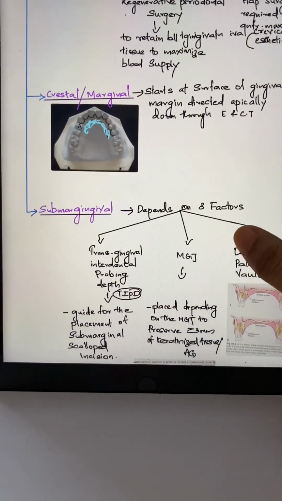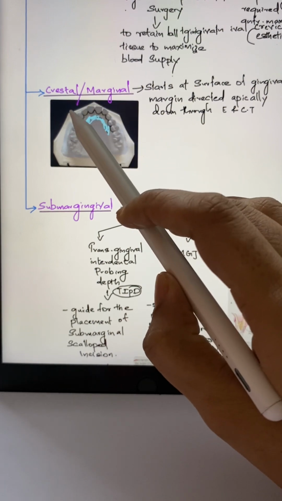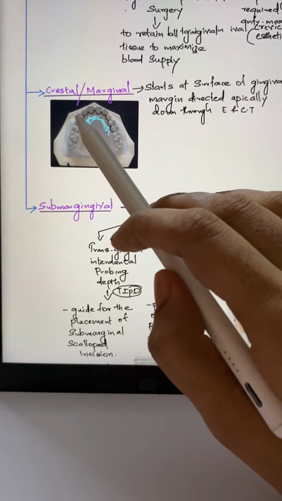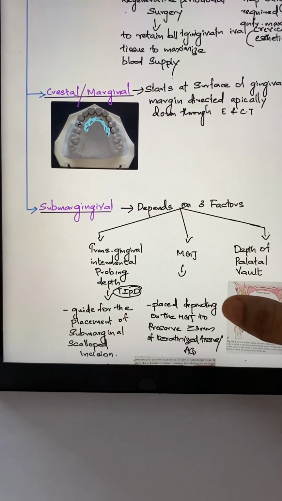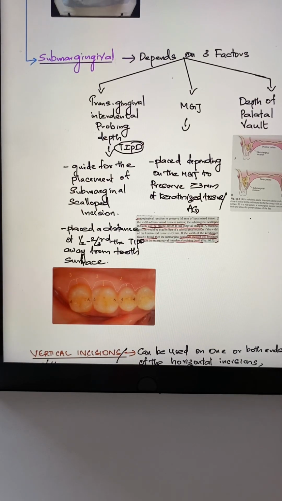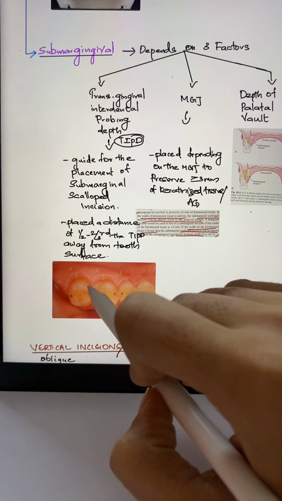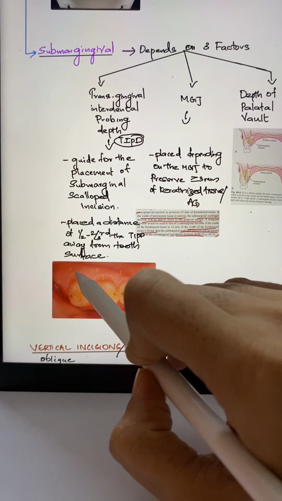And next is the crestal or marginal incision. It starts at the surface of the gingival margin, directed apically and down through the epithelium and connective tissue. There is no gap. It has to go near the margin of the gingiva. And next is submarginal. Submarginal means it's not very near to the tooth surface. It has to go a little bit beyond that.